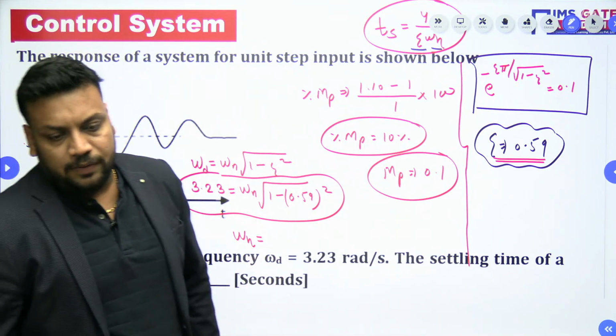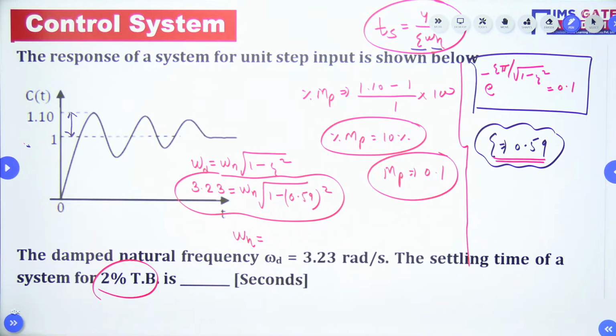If you have a calculator, then you can calculate it. I am waiting. If you have the calculator, just do the calculation, guys. By calculating this, you will get the answer.